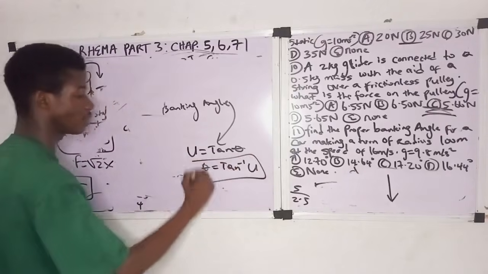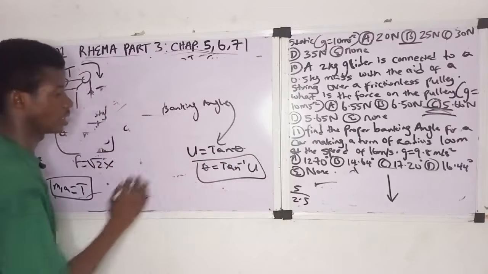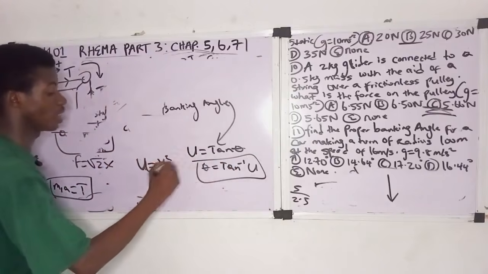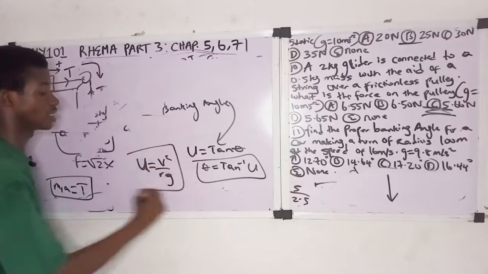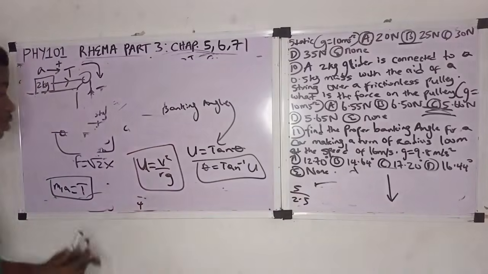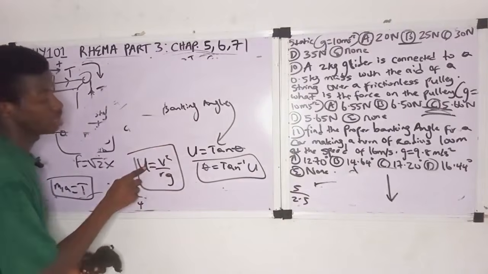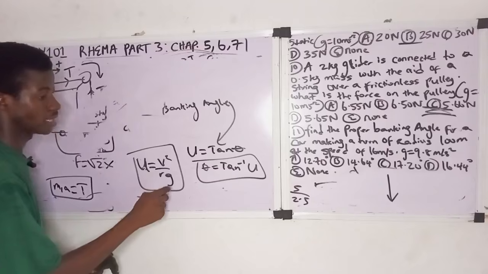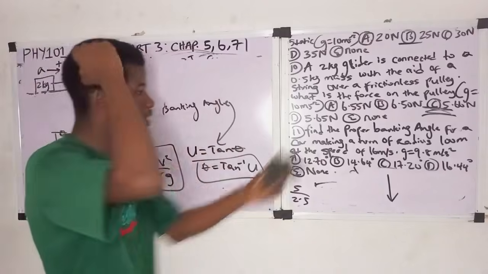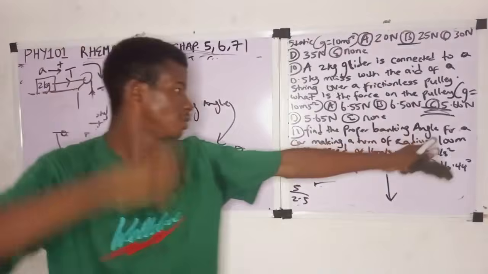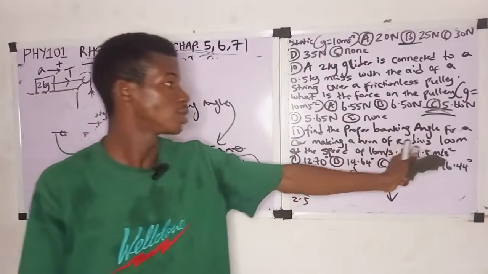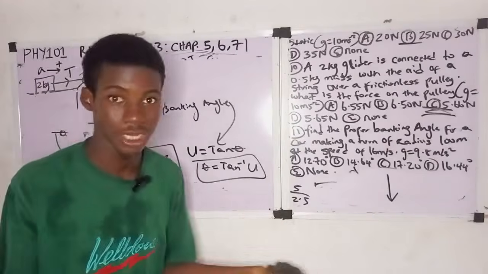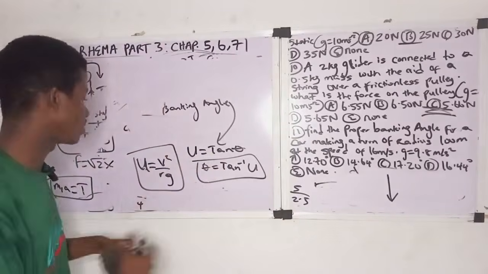Yes. Now apart from that one, take note that U, this is very important. Take note that U, the coefficient of friction, is equal to V square over rho G. Just in case, in some question, they will not give you U directly. So you need to look for U by using V square over rho G, right? Now let's look at the question. Find the banking angle for a car making a turn of radius. Look at it, in this question they didn't give us U. They say look for banking angle. So it's very easy.